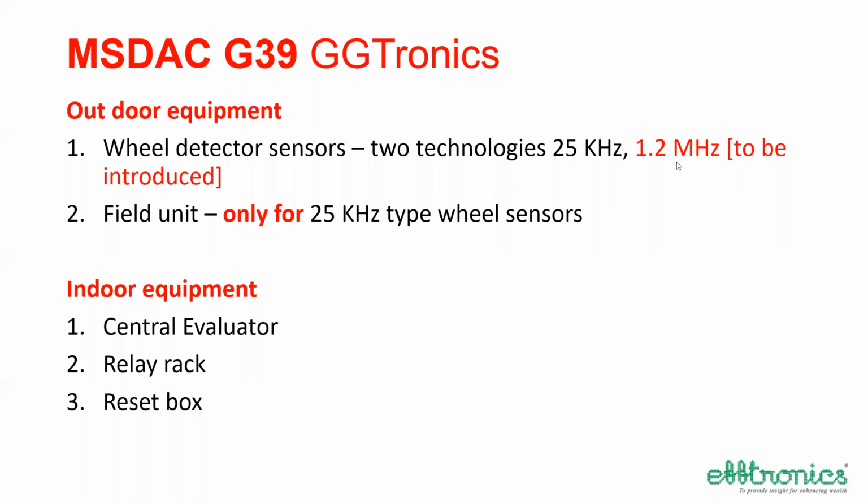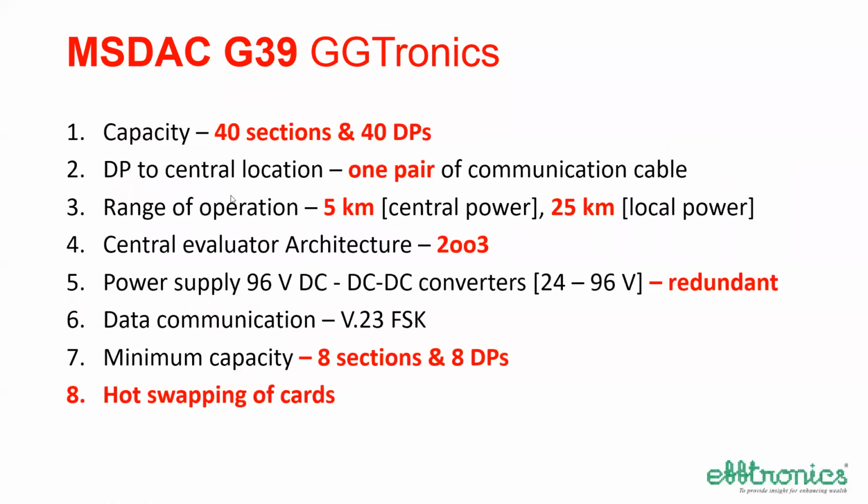That one side of the rail only it is kept, and no electronics outside. Electronics is kept inside the sensor itself. So field unit is not required for the 1.2 megahertz one. Same 40 sections and 40 DPs. The DP to central location only 1 pair. And the range of operation 5 kilometers with central power and 25 with local power. 2 out of 3. Same thing, 96 volts.